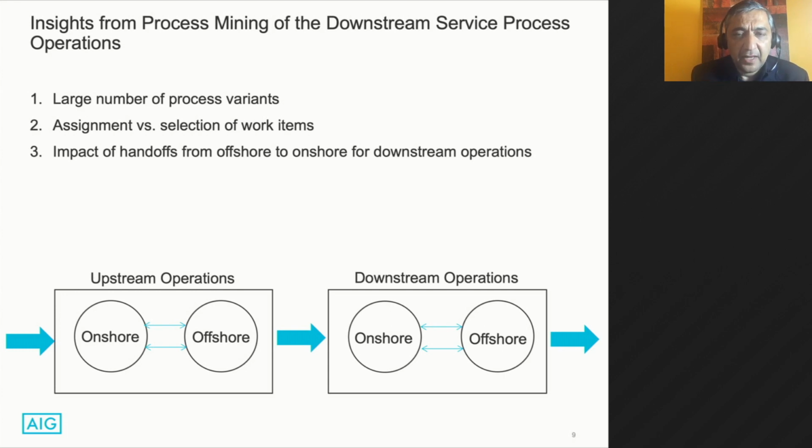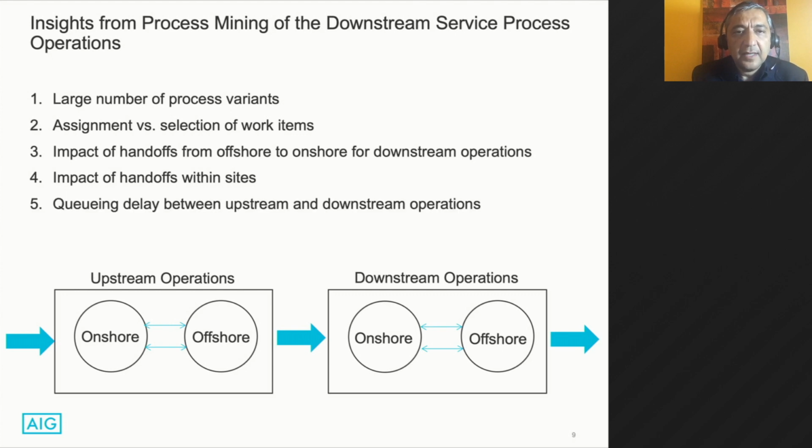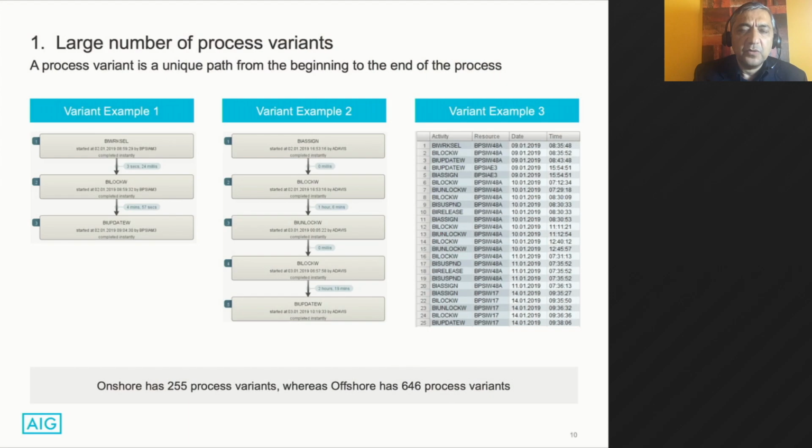What was the impact of handoffs, both from the onshore to the offshore team as well as within the site, and as I said, work is coming from an upstream operation? Are there any delays that were happening as a result of the handoff between the upstream and the downstream operation? So broadly speaking, there is the impact of handoffs, the impact of a large number of process variants, as well as how work was being processed. Was it push or pull? Let me go through them one by one. And some rework ideas also.